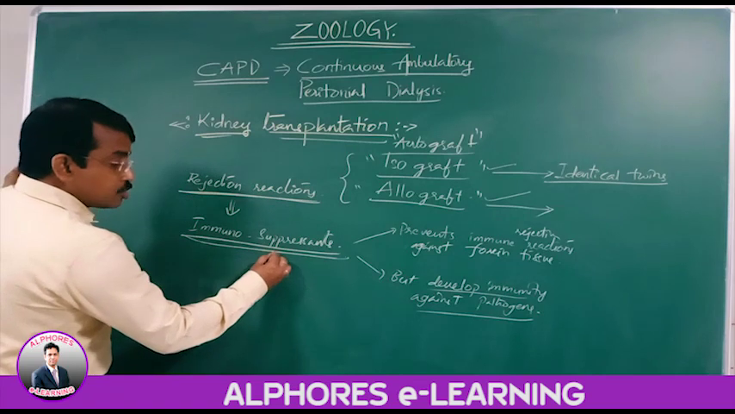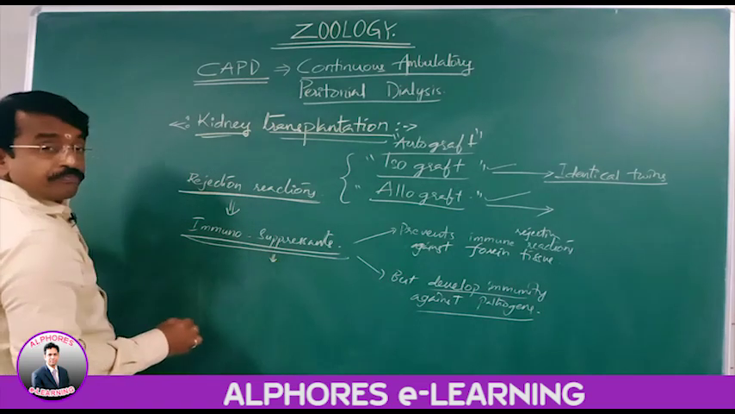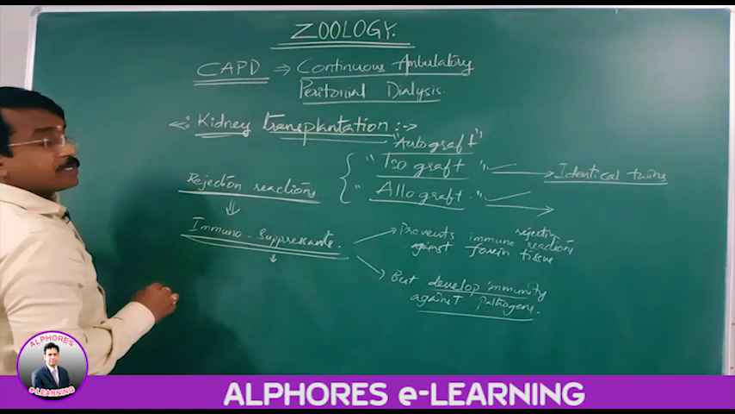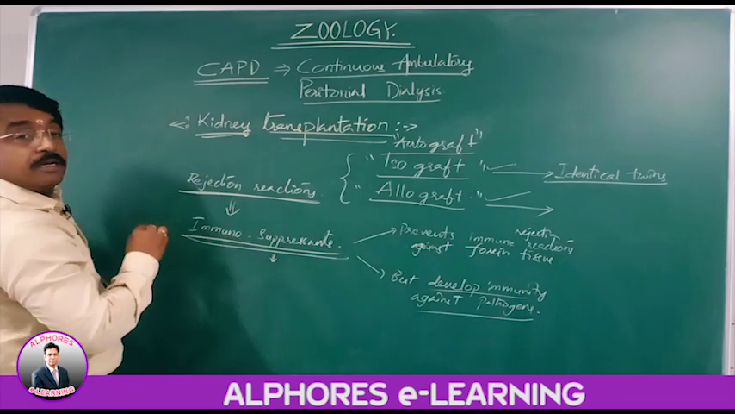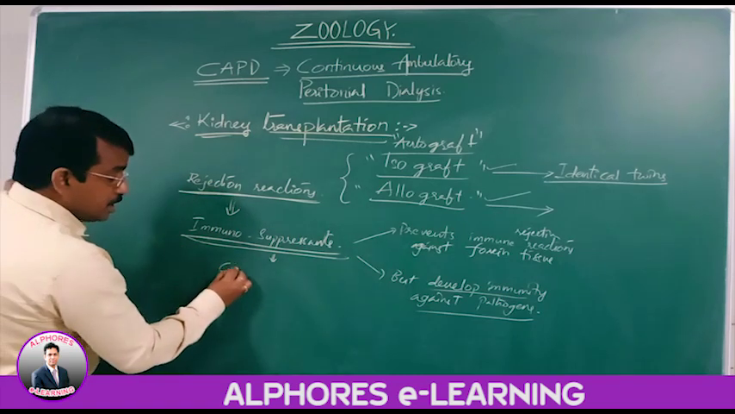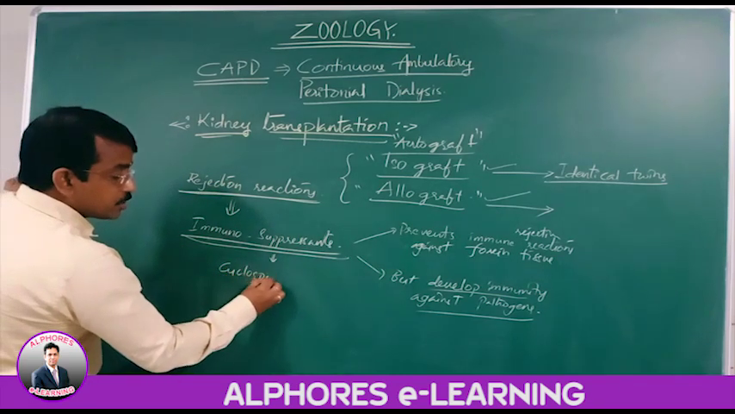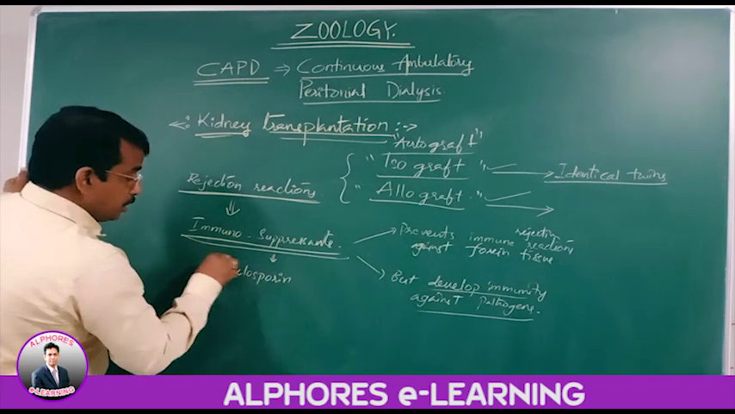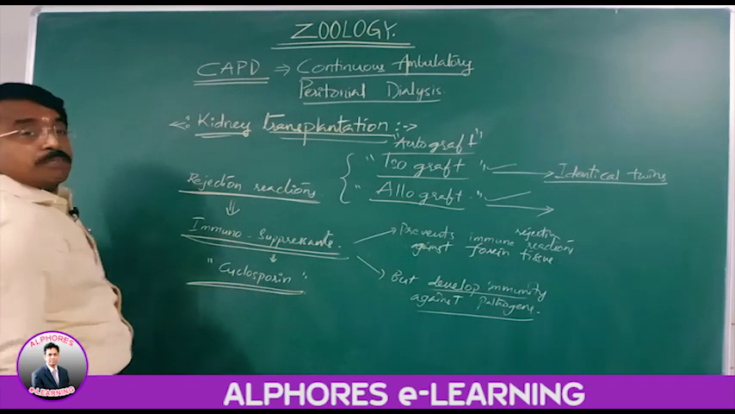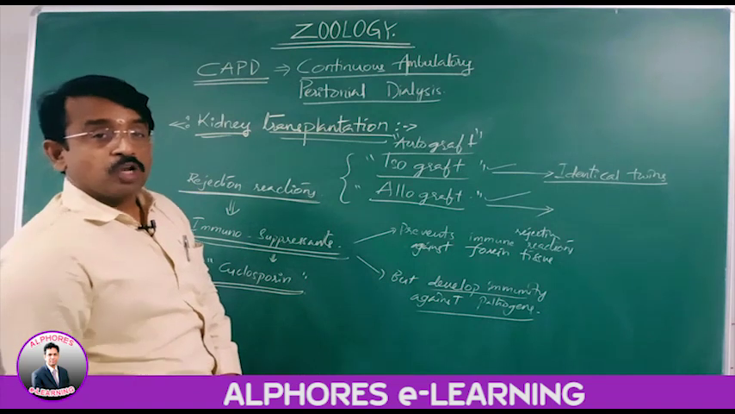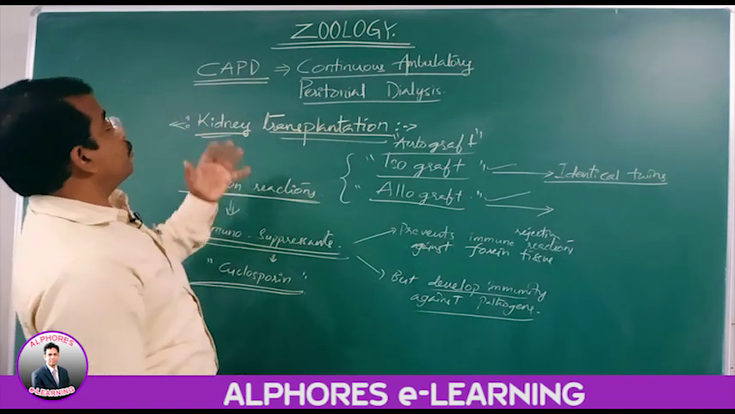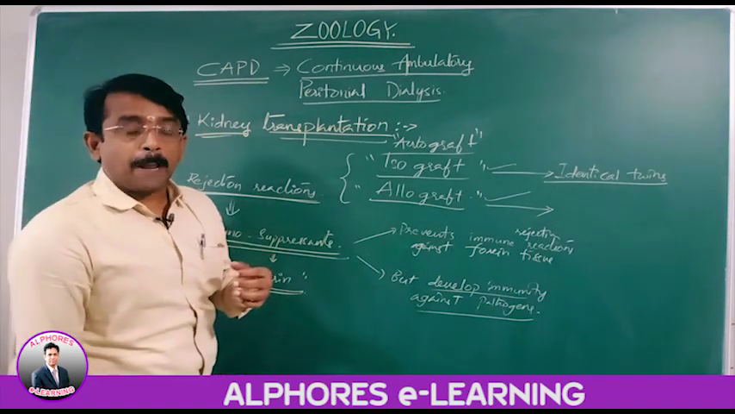The most commonly used immunosuppressant during kidney transplantation is cyclosporin. Cyclosporin is used as an immunosuppressant. So that's all about kidney transplantation.